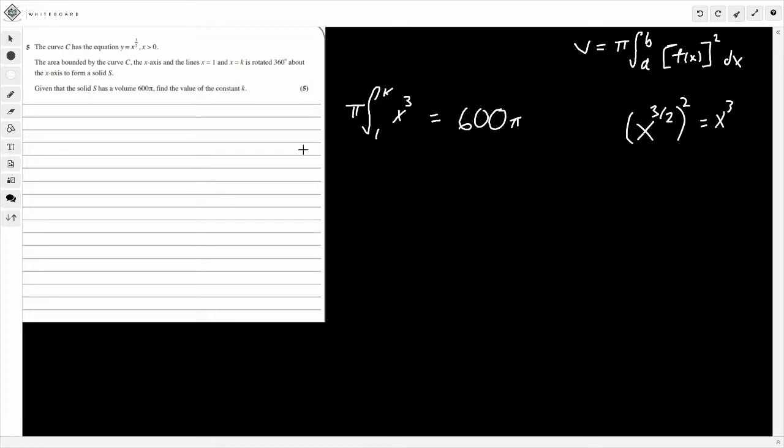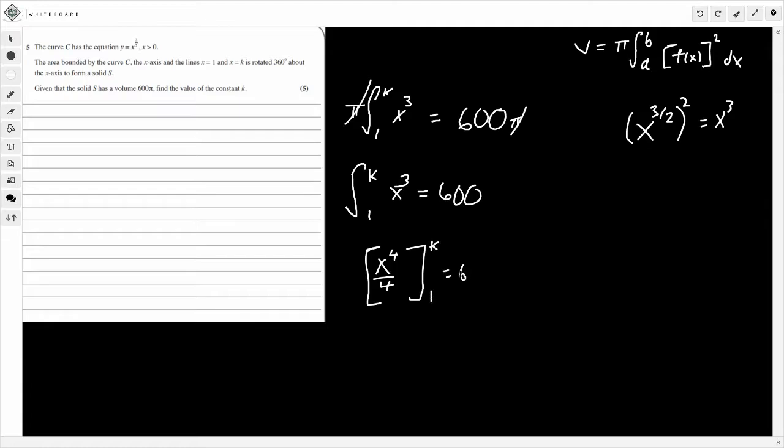So what we can do straight away is just imagine that we're dividing through by pi. So we get rid of the pi here and the pi here. What I have now is the integral from k to 1 of x cubed is equal to 600, just to make the arithmetic a little bit easier. And what I can do now is add 1 to the power divided by the new power. So x to the 4 divided by 4, between k and 1, which we're going to have to do in a sec. And that's equal to 600.